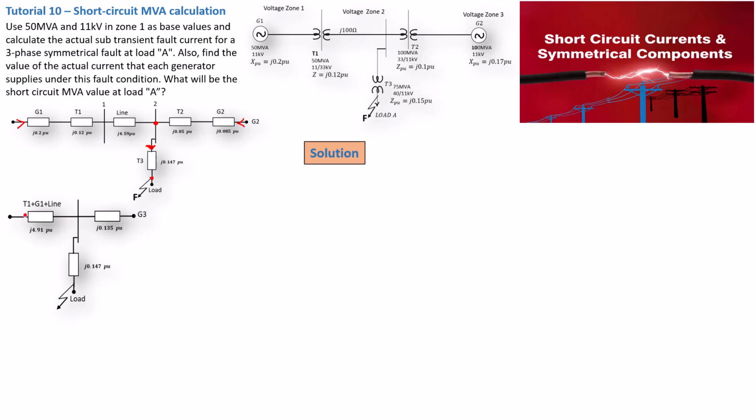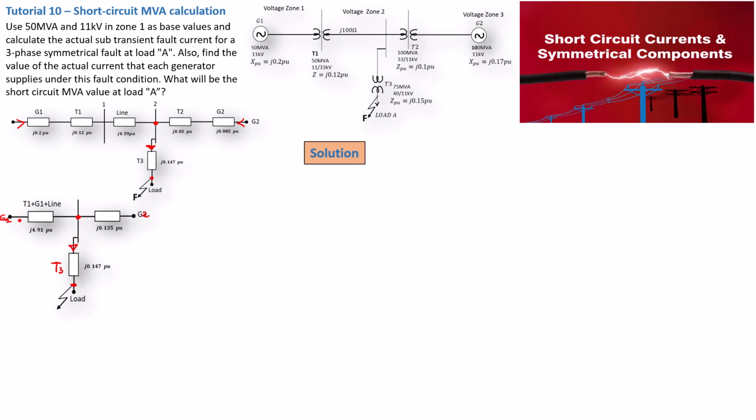So that basically means T1 plus G1 plus the line give us j4.91 per unit, and T2 and G2 give us a 0.135 per unit value. So this is G2, and on this side this is supposed to be G1. Now we've got our junction, we know the power is flowing this way, and here is our fault, and obviously this is T3, so make no mistake.